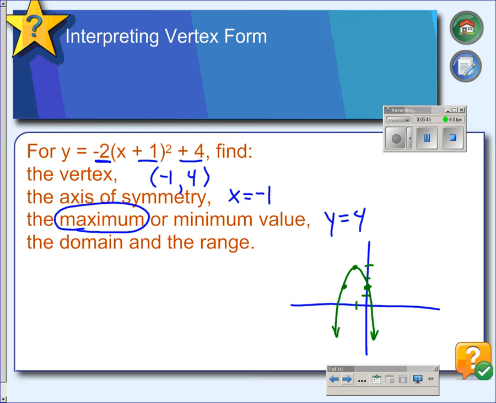We're going to get a graph that looks like this. So the domain to this function is all real numbers. The range to this function is all real numbers where y is less than or equal to 4. And that is an introduction to lesson 4.1.